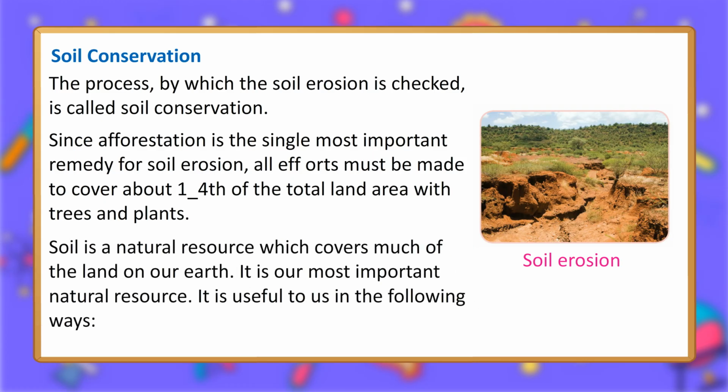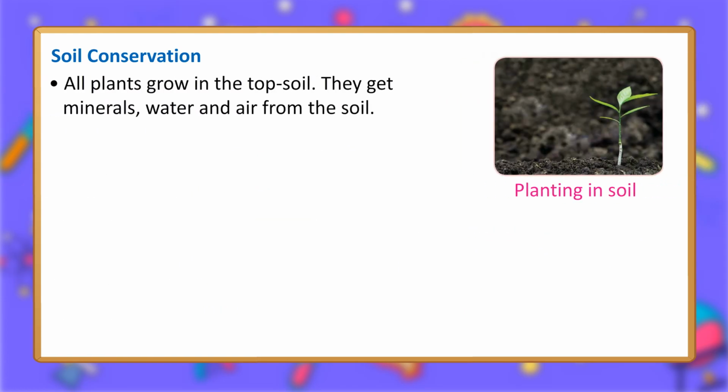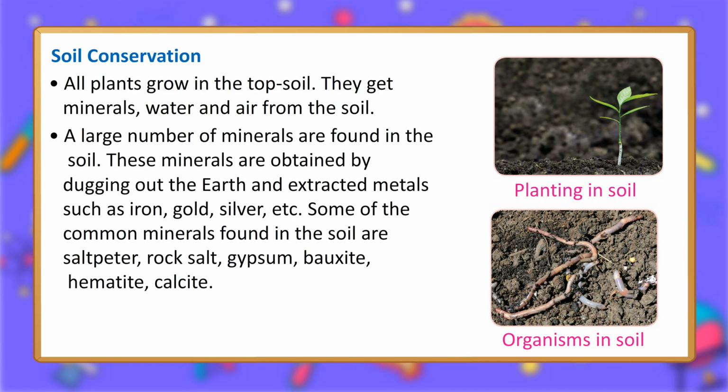Soil is a natural resource which covers much of the land on our earth. It is our most important natural resource. It is useful to us in the following ways. Soil erosion. All plants grow in the topsoil. They get minerals, water and air from the soil. A large number of minerals are found in the soil.